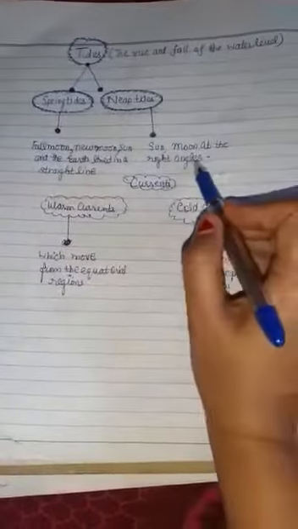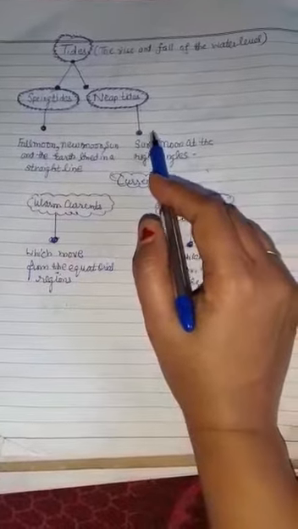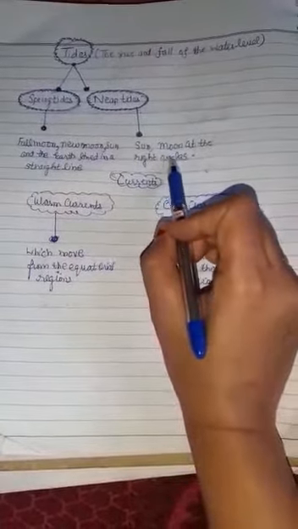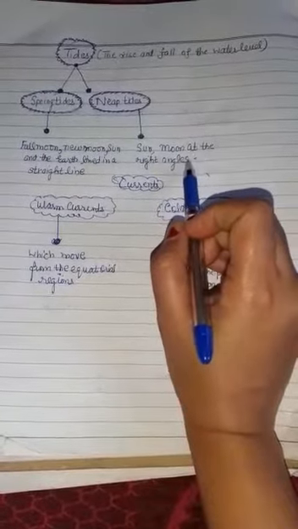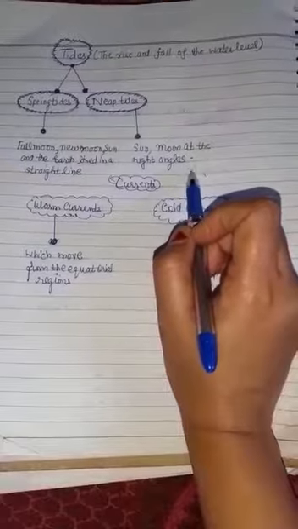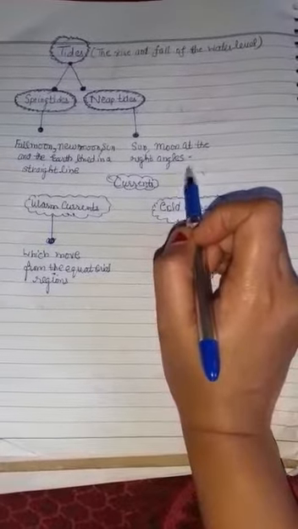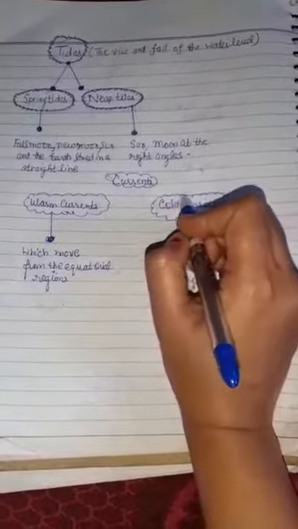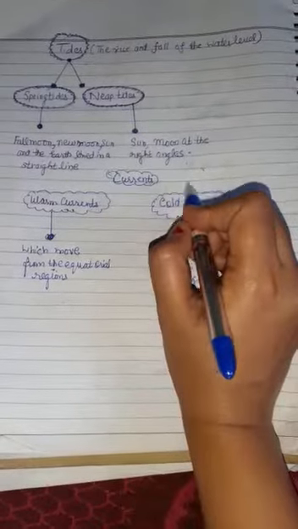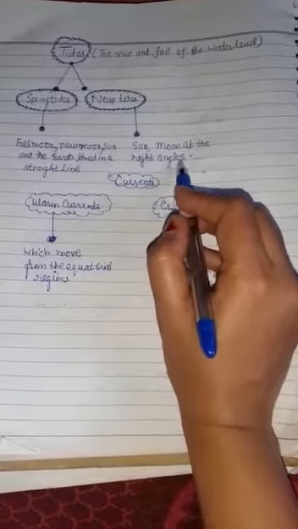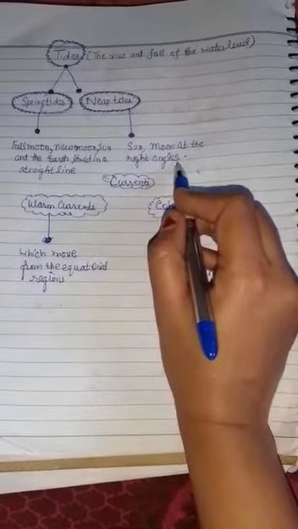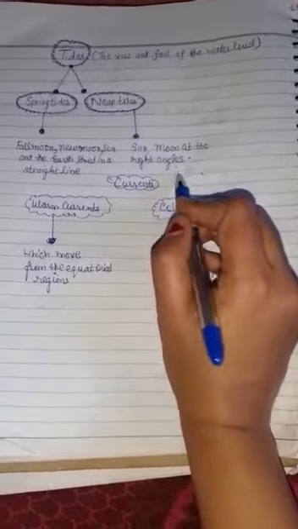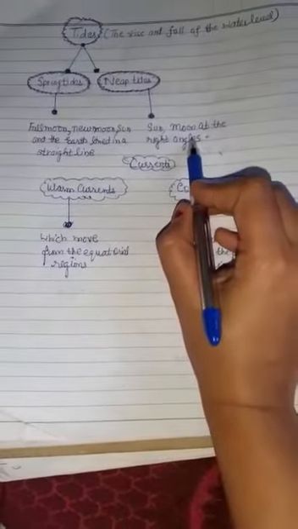Next is your neap tides. What do you mean by neap tides? It means in the first and the third quarter of the moon, the sun and the moon are at right angles to one another with respect to the earth. So what happened? Due to the gravitational pull, the high tides are not very high, and the low tides are not very low. Such tides are called neap tide.